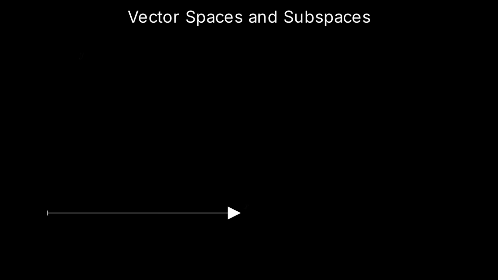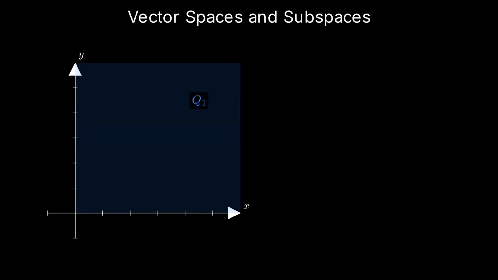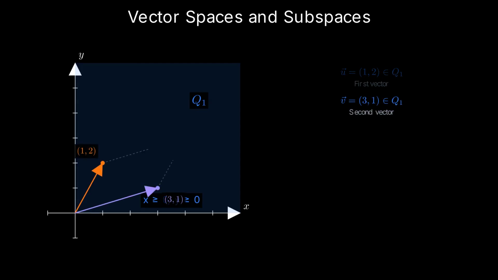Look at the first quadrant of R2. That's every vector where both x and y are non-negative. Pick any two vectors in this region. For example, take the vector 1, 2 and the vector 3, 1. Add them together and you get 4, 3, which is still inside the first quadrant.